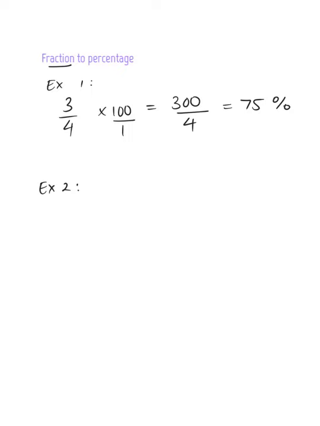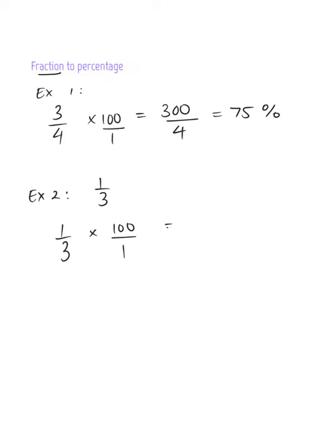Example 2, let's have a look at a third, and we want to convert this to a percentage. So for a third, again, I'm multiplying that by 100 over 1, so 1 times 100, so 100 over 3, and 100 divided by 3 is 33.3333, but we will round to 2 decimal places, so that's 33.33%.